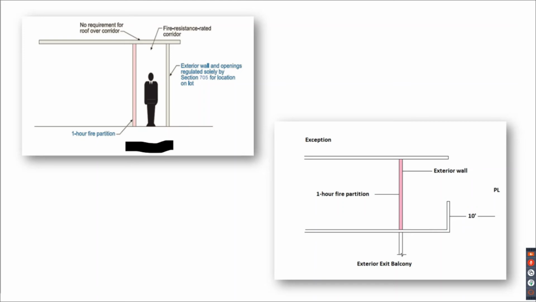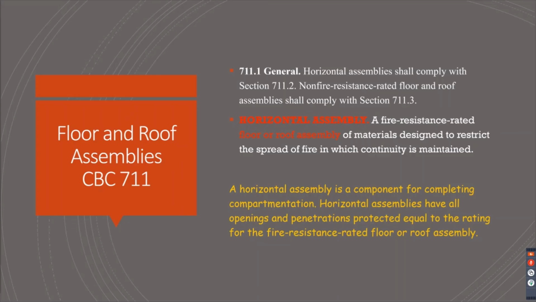Here's a visual for you. The top one is we have a fire resistance rated corridor. Sorry, I blocked out part of it. Anyways, you got the 1 hour fire partition there. That exterior doesn't have to be, but what if you have an exterior exit balcony? Then that exterior portion of the fire partition will have to be rated because the other sections of the code say it does.